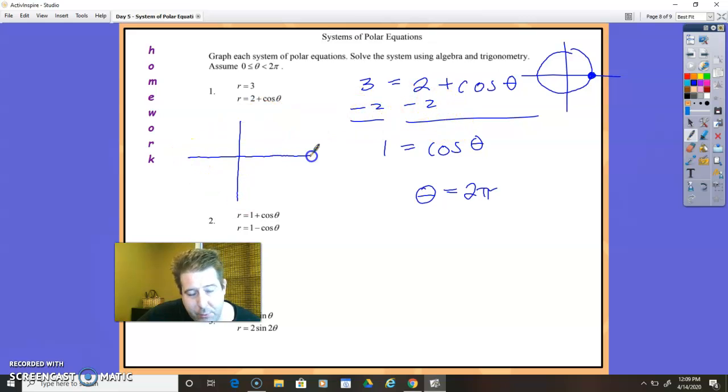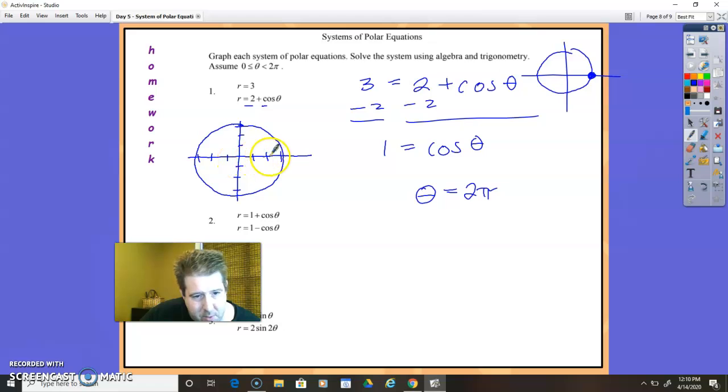Now, let me prove that by graphing it. R equals 3, so 1, 2, 3. So r equals 3 is a perfect circle. And r equals 2 plus cosine of theta. So 2 is double 1. So this is actually a convex limaçon along the cosine.